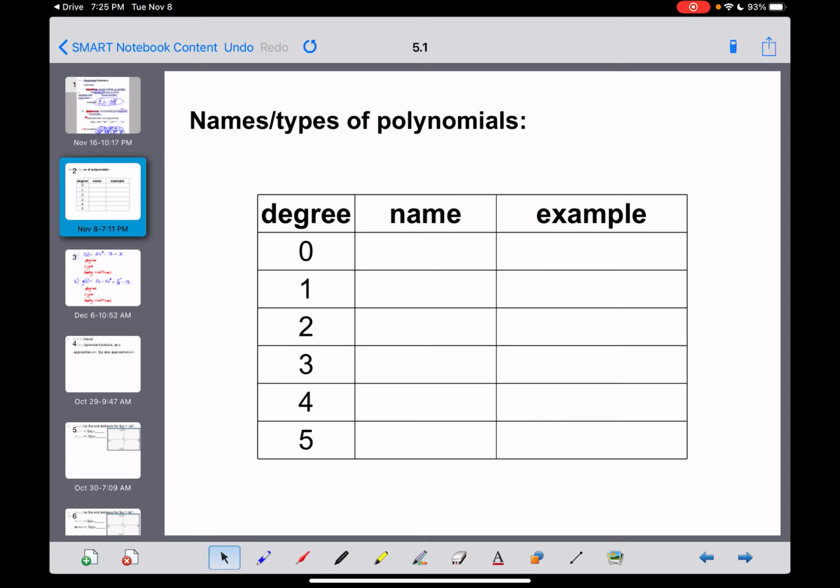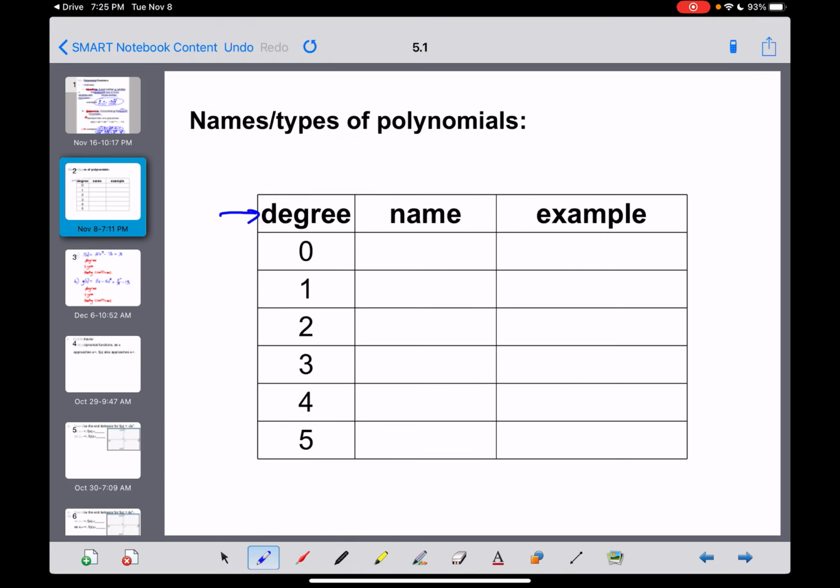I'm sure this table could go on further, but once you get beyond a fifth degree polynomial, I don't actually know, and I've never heard any specific names used for them. Okay, the first one right here, a 0 degree polynomial. All right, if we don't know what degree means, I guess maybe I should go back and talk about that.